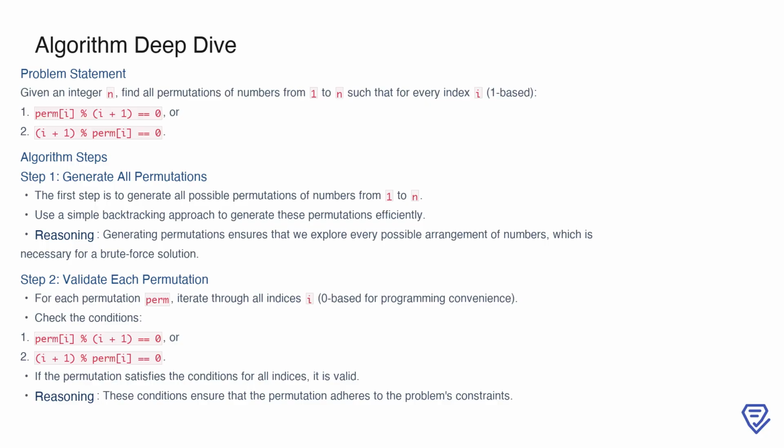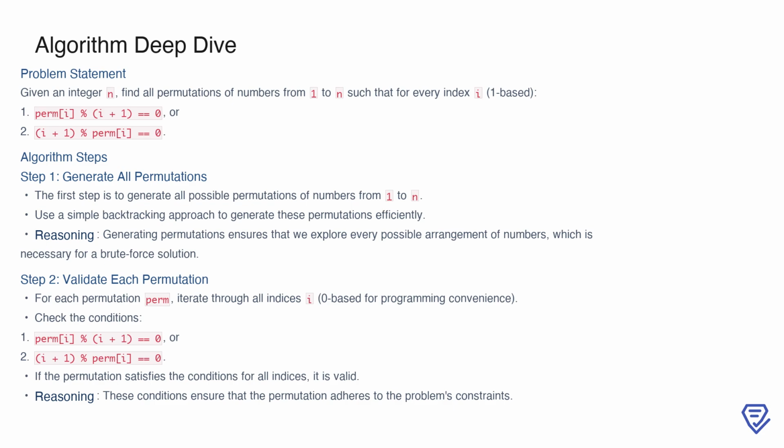We start by generating all possible permutations of numbers from 1 to n using a backtracking approach. This ensures that we explore every possible arrangement. Once we have a permutation, we validate it by iterating through all indices and checking if the divisibility conditions are satisfied for each index. If a permutation meets these conditions for every index, it is deemed valid.